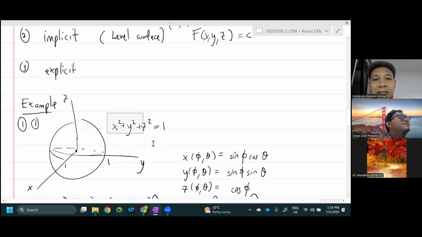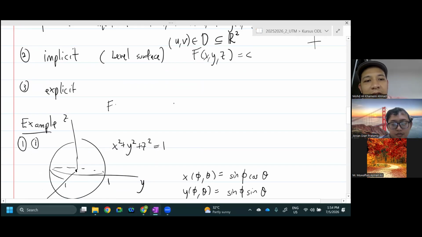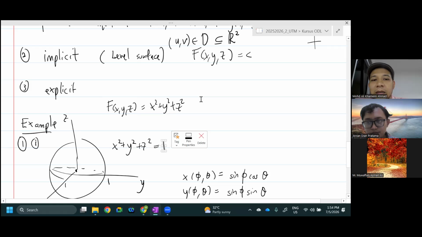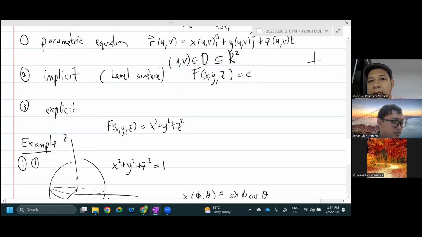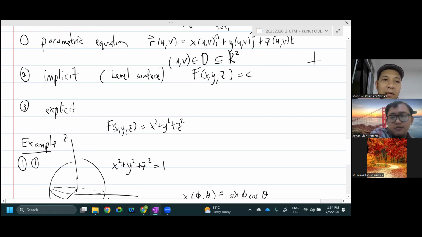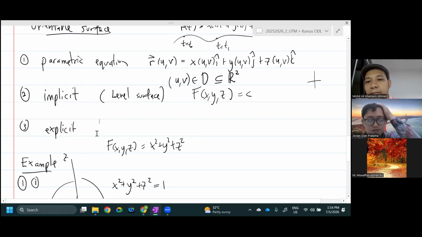For example, let f of x, y, z equal to x squared plus y squared plus z squared. So this is a function of 3 variables, and then you take the level surface when this function equals 1. So you get this sphere. So this is another way to have a representation of surfaces implicitly.